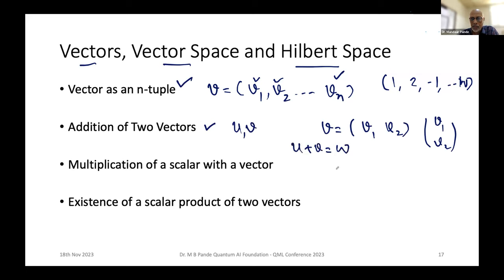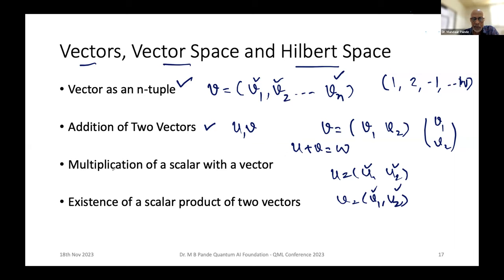And the way you do it is that if U equals (U1, U2) and V equals (V1, V2), then when you add U plus V, the first component is U1 plus V1, and the second is U2 plus V2. That is the essential addition of two vectors. And that new vector W also belongs to something called a vector space. I'll tell you about a vector space in just a minute.